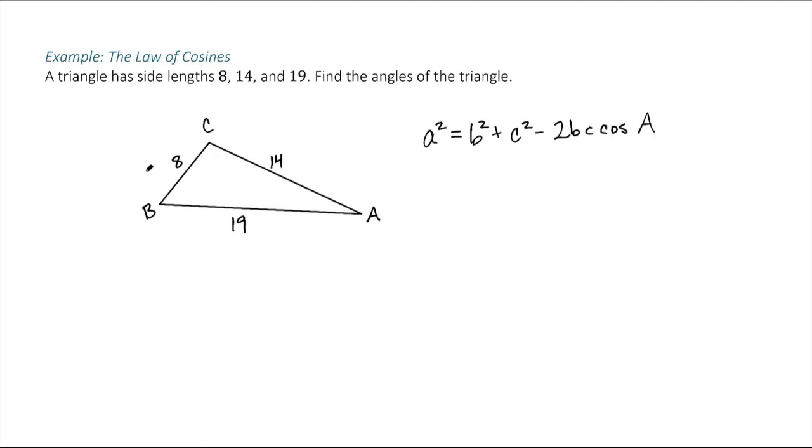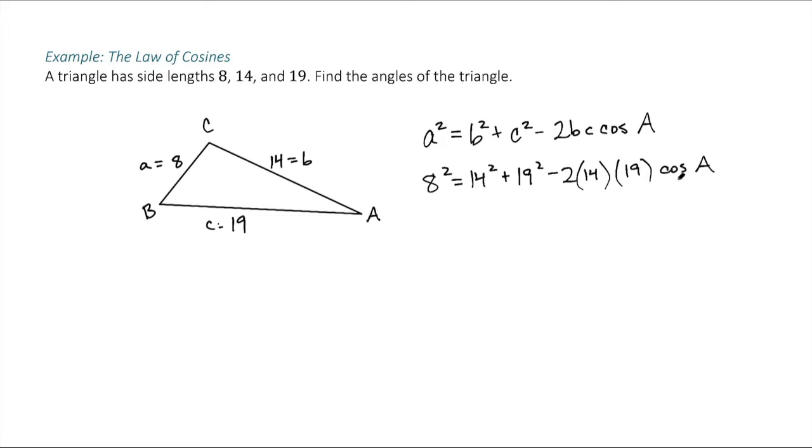So we know side A is 8. 8 squared equals. Side B is 14. 14 squared. Plus side C is 19. 19 squared. And then minus 2 times the 14 times the 19 times the cosine of the angle A.